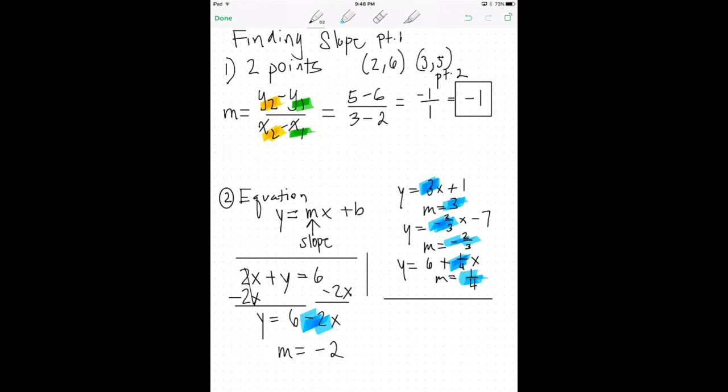One thing y'all need to remember too, when they're talking about equations, if they use f of x, f of x is the same thing as y. So if it says f of x equals 4x minus 8 or y equals 4x minus 8, that's the same equation. The slope's still right there, 4.